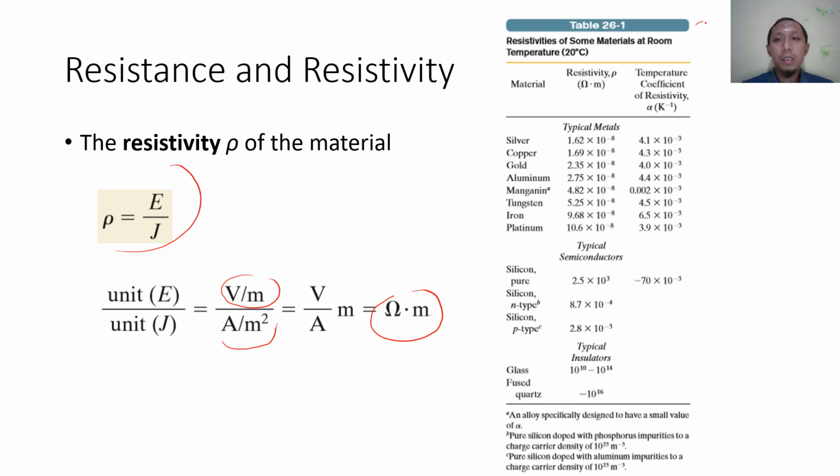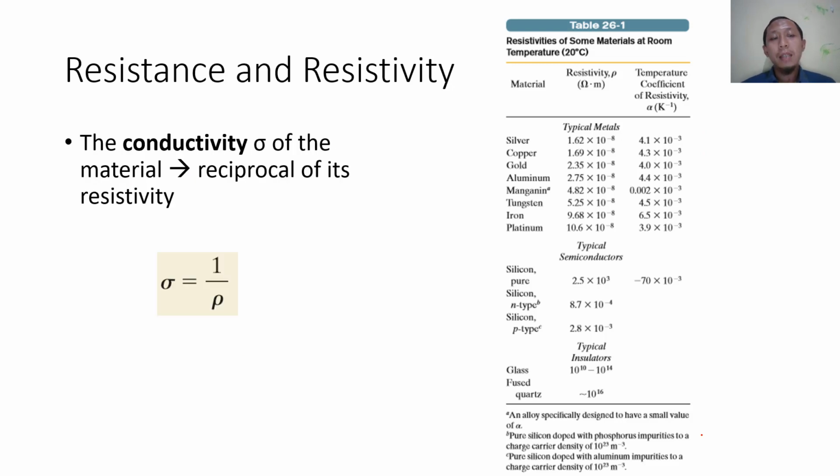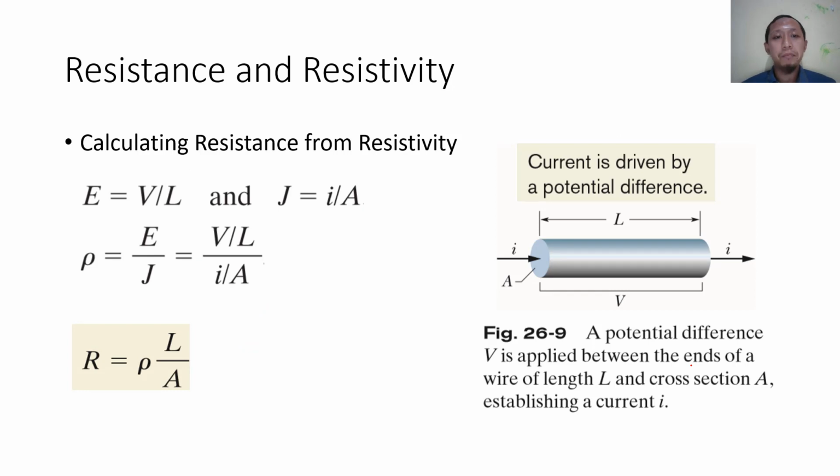So you can see in table 26.1 some resistivities of materials like silver, copper, gold, aluminum, etc. Another term related to resistivity is conductivity. Conductivity is like the antonym of resistivity. So the conductivity is 1 per rho. This is the resistivity, and you can easily calculate the conductivity of each material here.